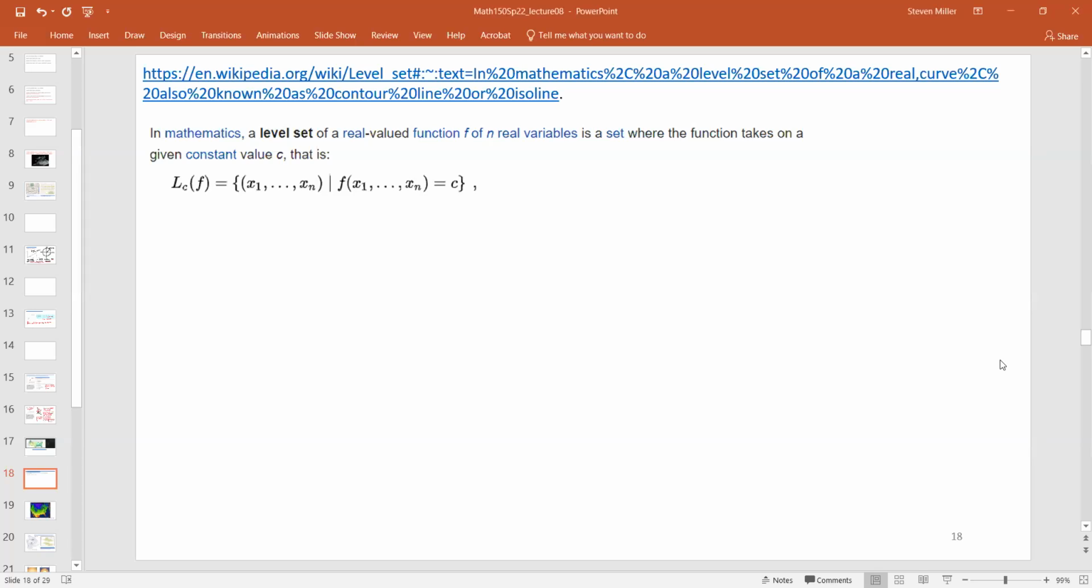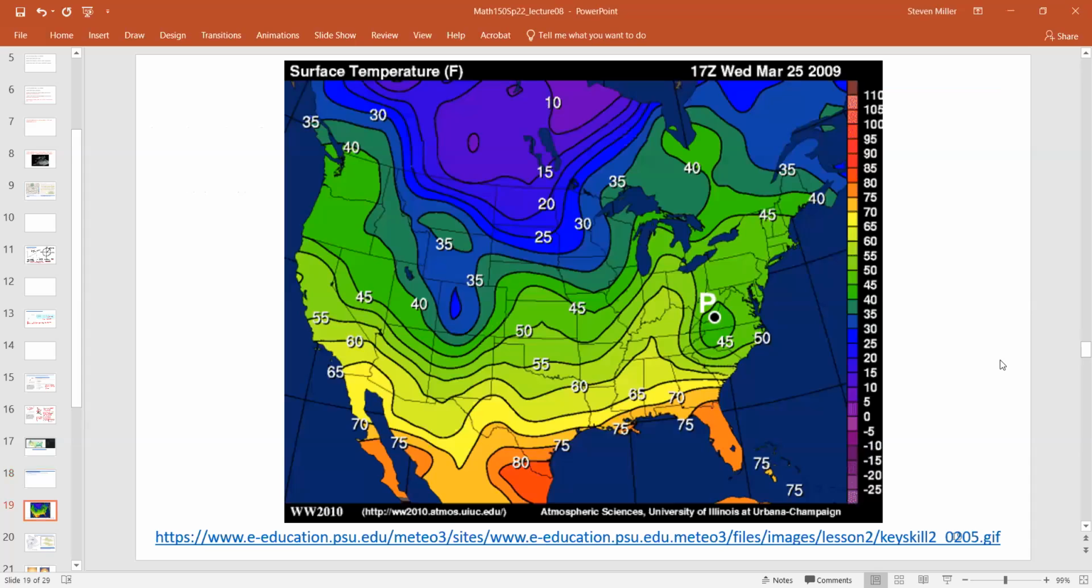So does anybody know any famous level sets that you might have seen maps of? Weather. So what is the canonical example? No, America has not fractured into several different nations. These are just where we have lines of the same temperature. Anybody know what they're called? You might have done this in a chemistry class. Isotherms, lines of constant temperature.